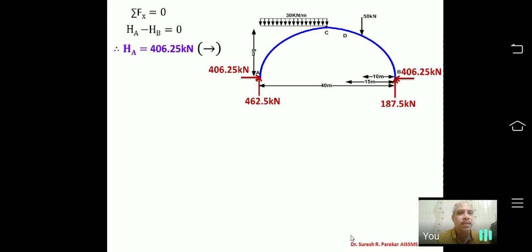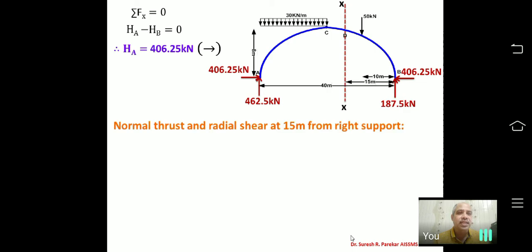We have to find normal thrust and radial shear at D, which is 15 meter from right support. So we will go to this part. So section we have taken at XX section, and we have normal thrust and radial shear at 15 meter from right support. So when we have to find it from right support, we have to consider preferably the right part. So I will consider only right part, that is of XX. So we have 187.5, 406.25, 50 kilonewton, and then we have to find out the reactions at D.